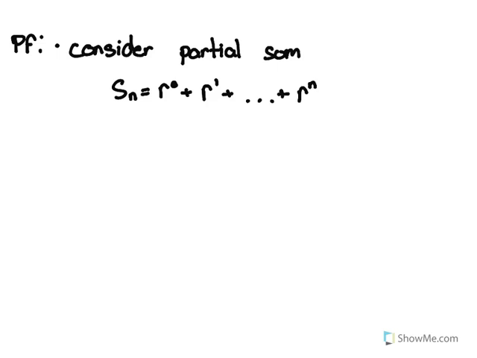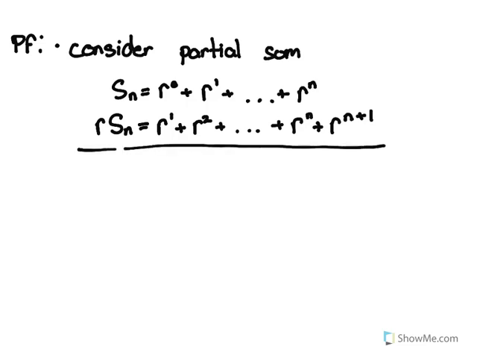Now, to compute a closed form for the partial sum, we're going to use a clever trick where we multiply both sides of this equation by r. So we have that r times Sn is equal to r to the 1 plus r to the 2 plus so on all the way up to r to the n plus r to the n plus 1. And now we're going to subtract these two equations.